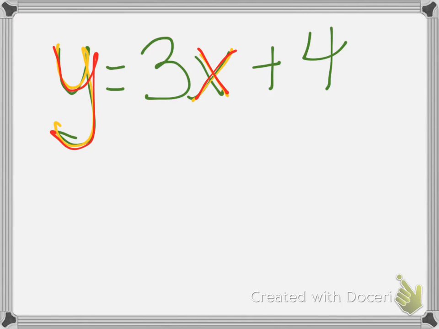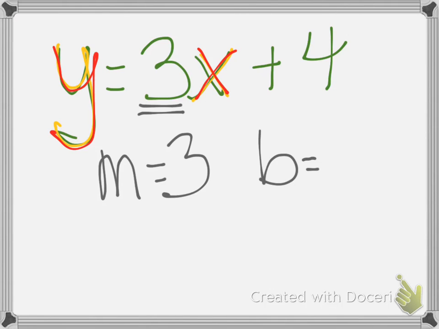What we're trying to do is decipher where my slope is and where my y-intercept is, okay? The slope, remember, is always connected and always multiplied by my x. So my slope is 3 because it's multiplied by my x. What number's by itself? That's my 4. This is my y-intercept. It's where we are going to go through the y. That's where we're crossing over.